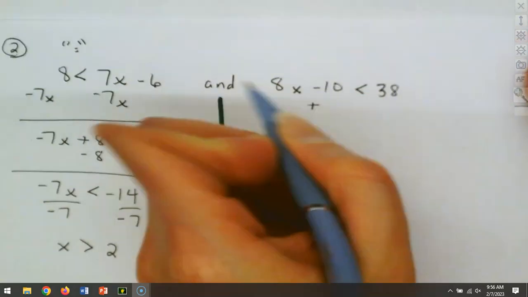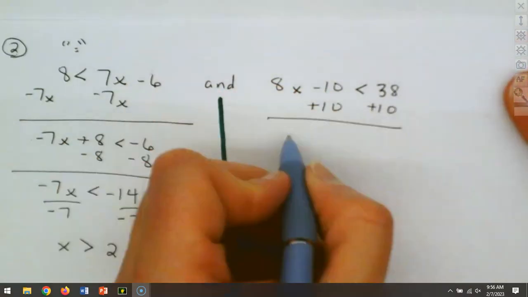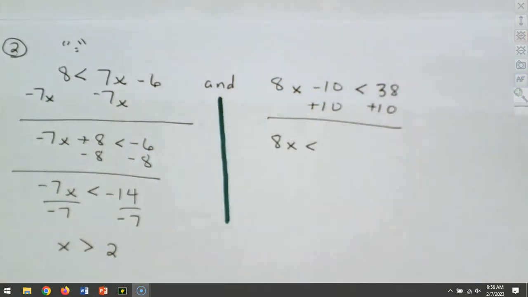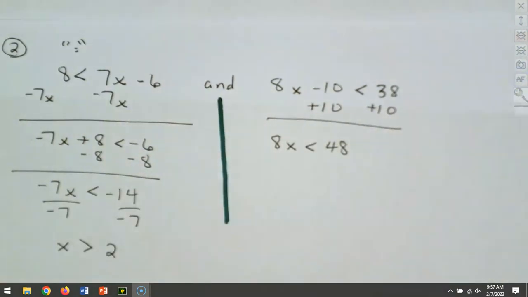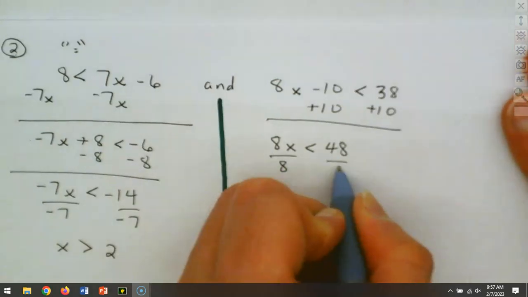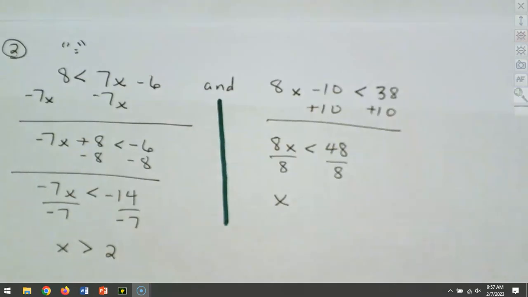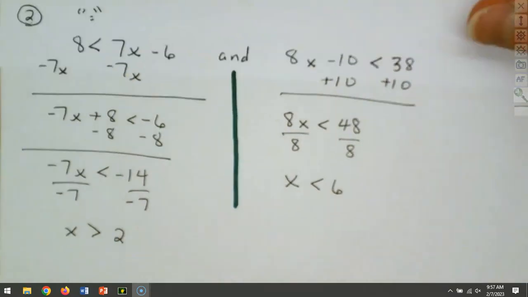Now, what about the other one? Okay. The x is already there, so we've got to move that 10 over. And that gives you then 8x is less than, we've got 38 and 10. That makes it 48. Okay. And then we'll go ahead and divide. Divide by that 8. We're not going to switch our inequality symbols. They'll stay the same. And 48 divided by 8 should be a 6, isn't it? And the inequality symbol stays the same.